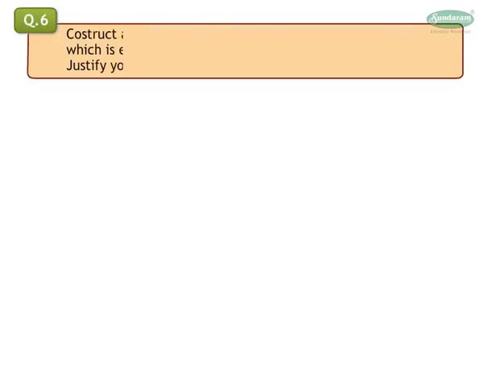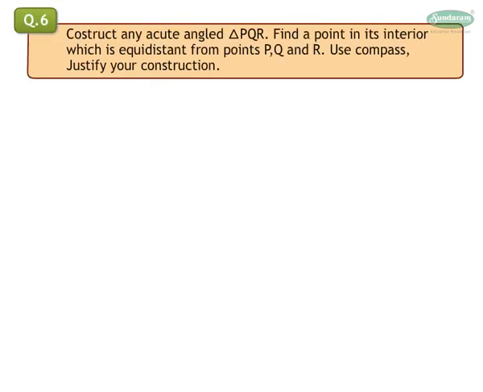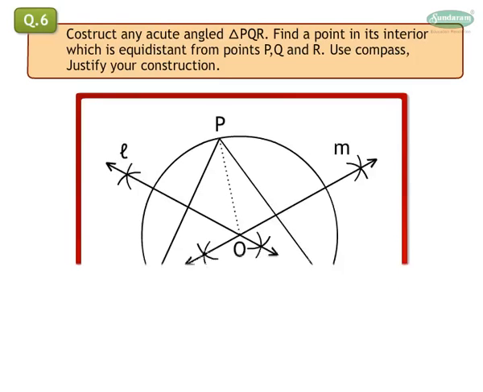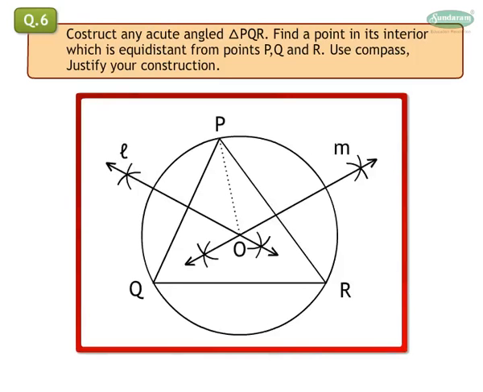Question 6. Construct any acute angled triangle PQR. Find a point in its interior which is equidistant from points P, Q and R. Use compass. Justify your construction. Solution. Let us see the steps of construction.